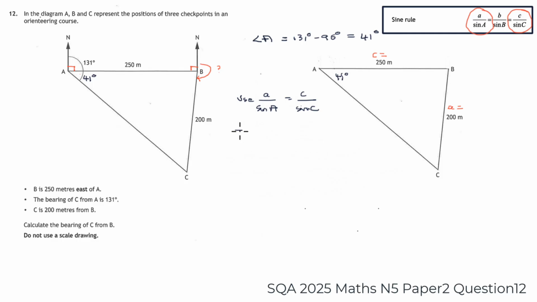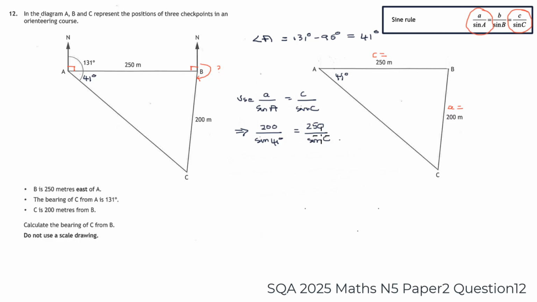So let's stick in values that we know. Little a we know is 200. Angle A we know is 41 degrees. Little c is 250 meters, and sine C we don't know. So from this we should be able to work out what angle C eventually is.